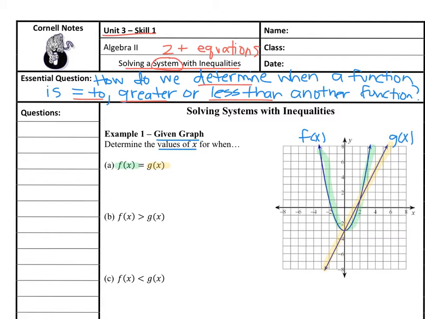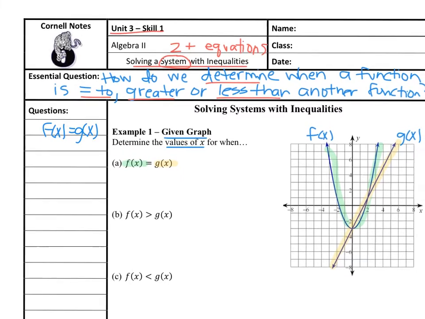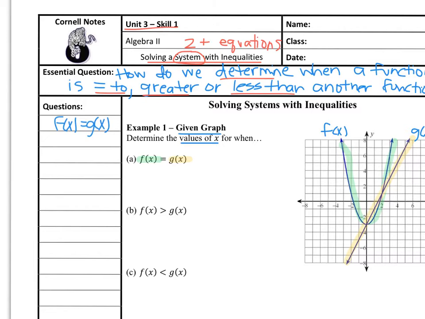Something to note: when they're equal, f of x equals g of x means where do they intersect? Looking at this graph, we can see that they intersect in two places. They intersect once down there, and once right there.